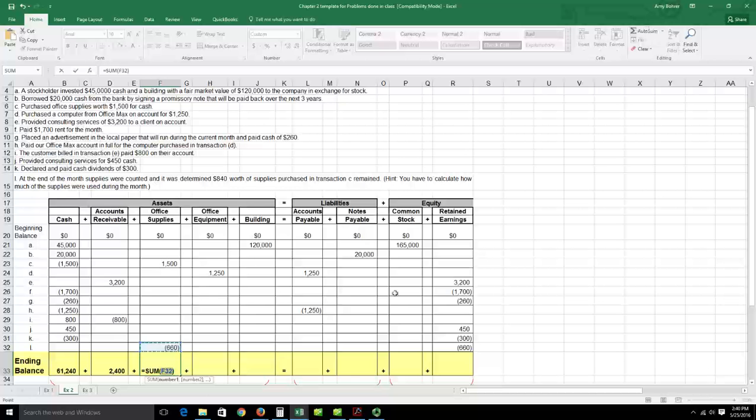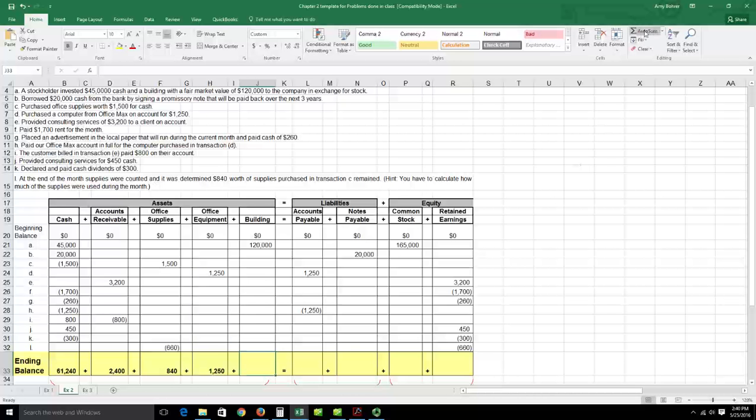My office supplies, if I add the whole month's worth of transactions up, I have $840 left, that's exactly what transaction L says. We should have $840 left. We purchased $1,500, and we've used $660. Office equipment, we had bought that computer. And so we have $1,250 for office equipment.